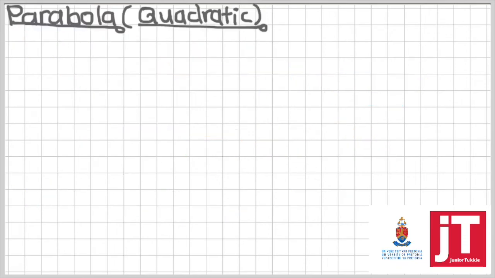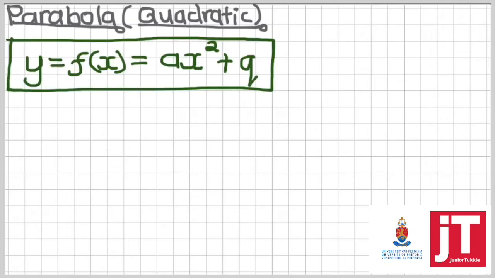We move on to a parabola, and we start with a general equation as well, which is y is equal to f of x, which is equal to ax squared plus q. The one thing that we've just introduced now is the concept of a function of x, that part. You need to know that f of x is the same as your y. So you don't need to worry about that. It's just treated as if it's a y.